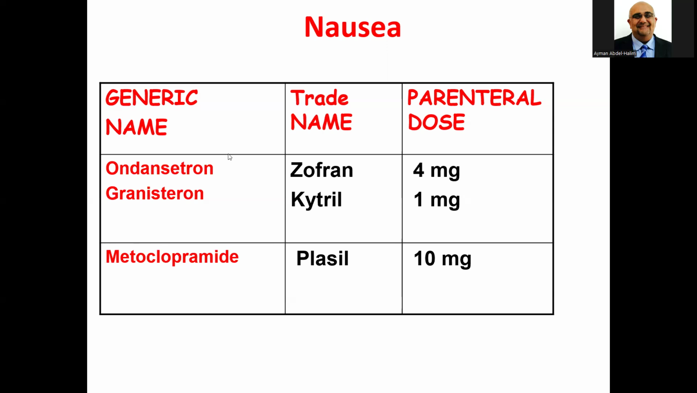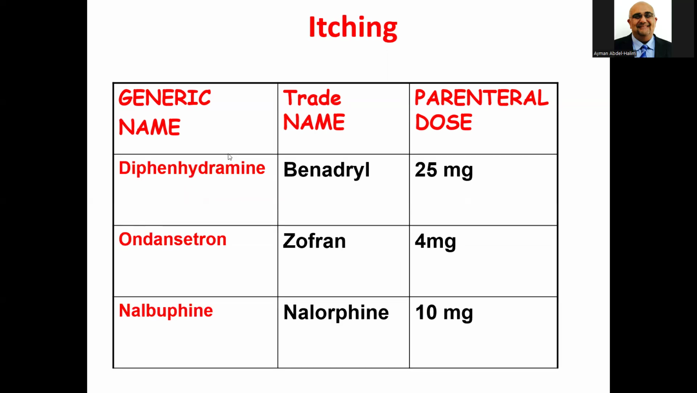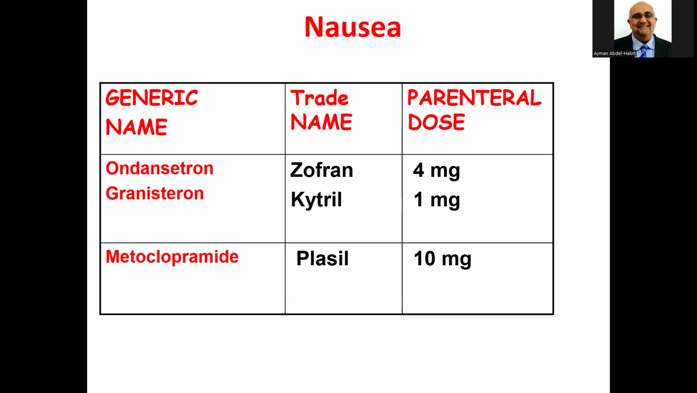And these are the ones for itching, and this one is for nausea and vomiting. Of course, ondansetron and granisetron are standard drugs in nausea and vomiting related to opioids, and also metoclopramide. The only contraindications for metoclopramide are intestinal obstruction or a patient with Parkinson's.